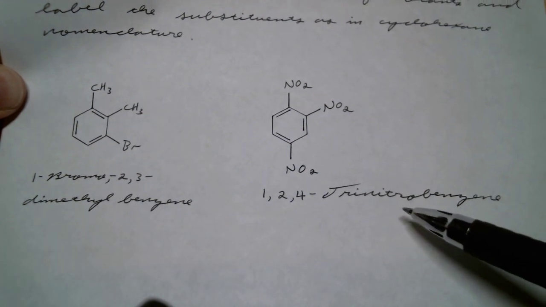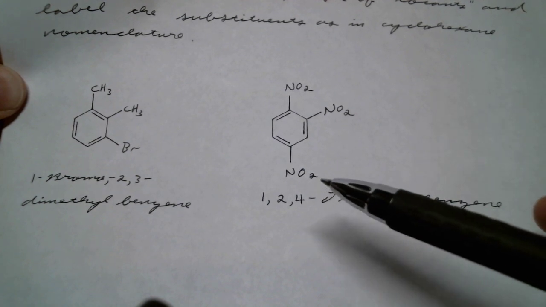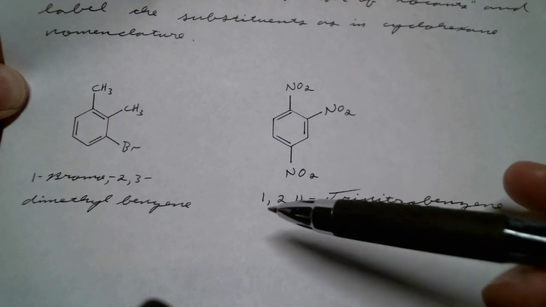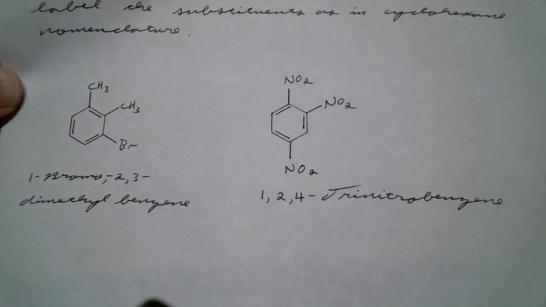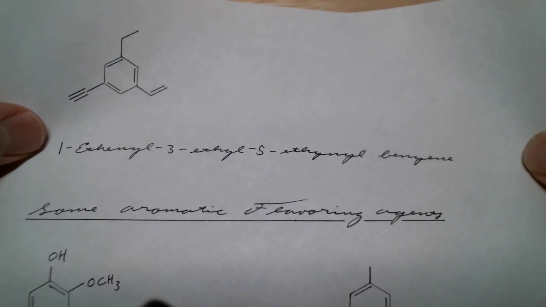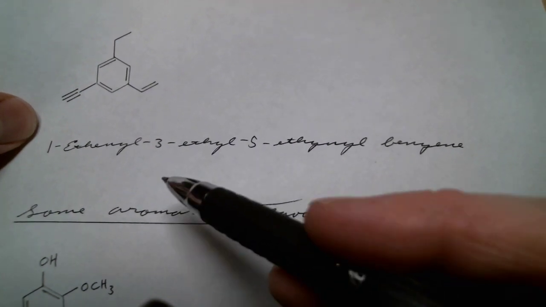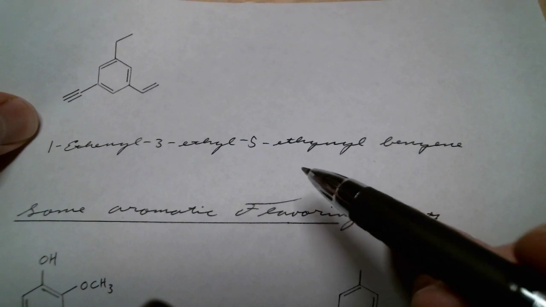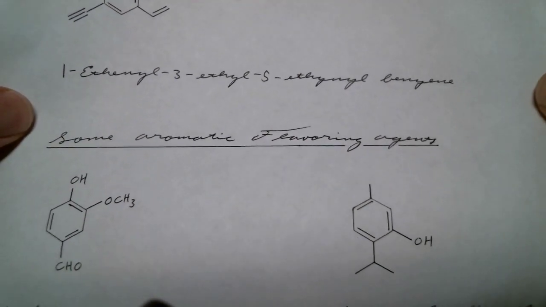Here we've got 1,2,4-trinitrobenzene, probably explosive. We wouldn't want to say that it's 1,3,4-trinitrobenzene. We'd want to use 1,2,4 to generate the lowest set of locant numbers. And then, of course, this is a fun one, right? 1-ethynyl-3-ethyl-5-ethynylbenzene, because we use alphabetical order in our naming scheme.